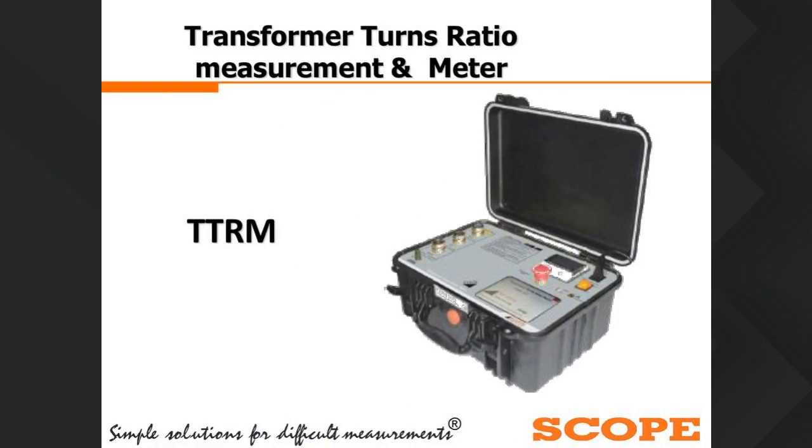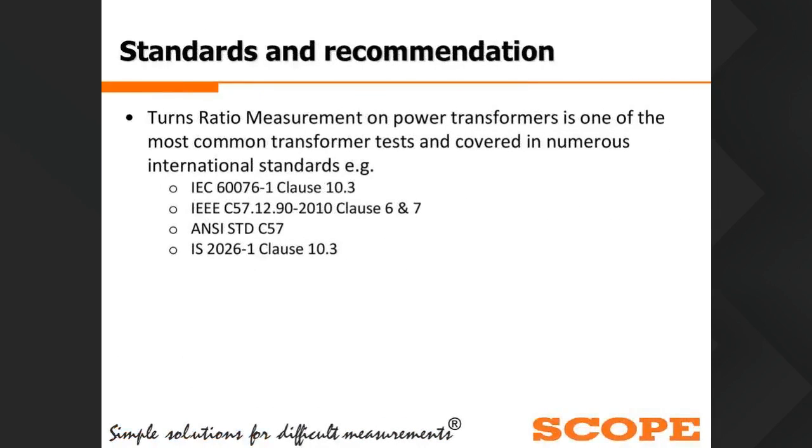So these are the testing classifications. Here you can see this is our TTRM instrument. With that we can do the 5 tests that we will see in the next slide. Basically, transformer turns ratio measurement is a common test that is covered in different international standards, as I said earlier: IEC 60076-1 clause 10.3, similarly IEEE C57, the ANSI standard, and IS 2026-1 clause 10.3. So this test is recommended in all the standards.